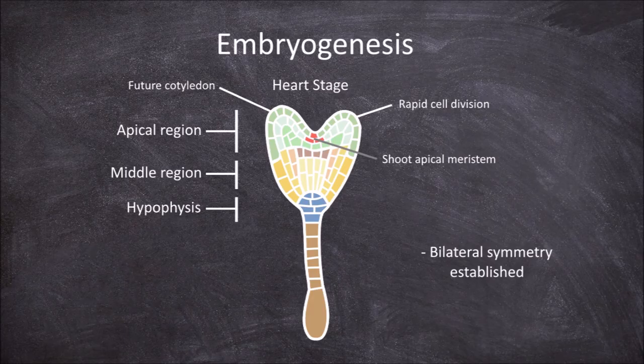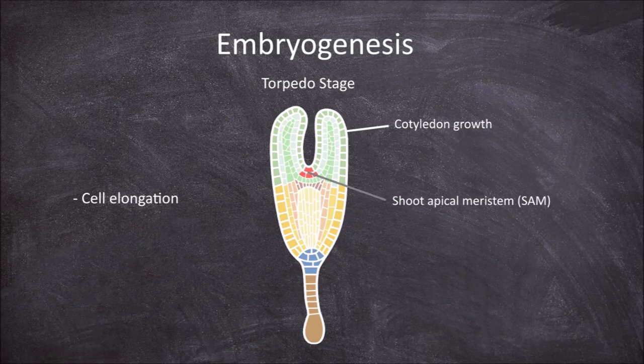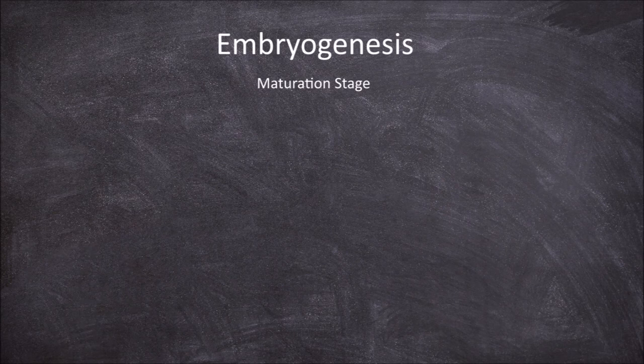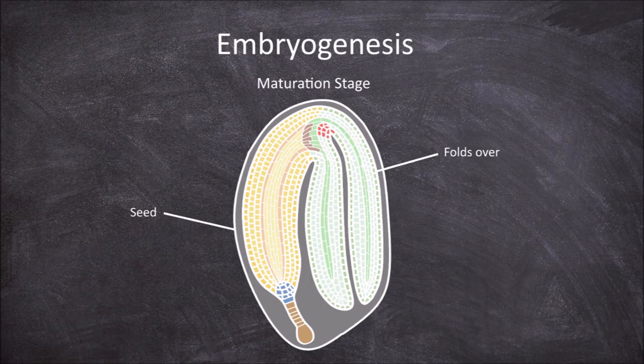The next stage is the torpedo stage, and occurs from cell elongation throughout the embryo, as well as continued growth in the cotyledons around what will become the shoot apical meristem. The final stage is the maturation stage. During this stage, at the end of embryogenesis, the embryo folds over within the seed. The embryo and the seed that it is in both start to lose water and head into dormancy.